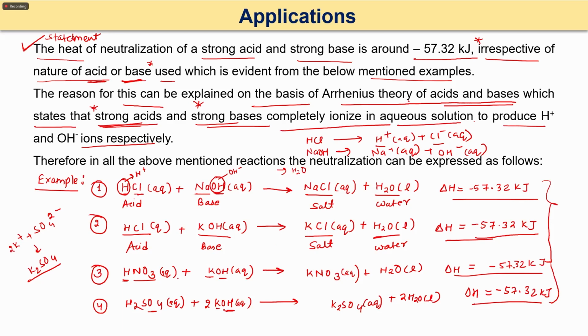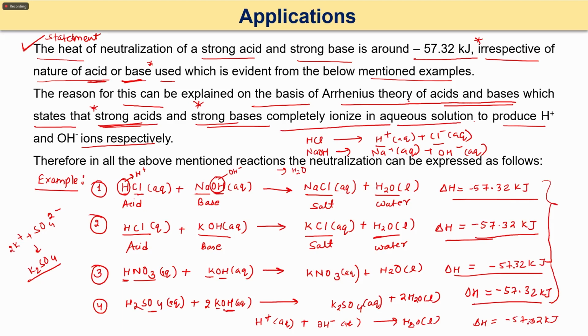and it can be expressed as H plus aqueous is reacting with OH minus aqueous to produce your water liquid. Okay, and the enthalpy change of this reaction is minus 57.32 kJ.